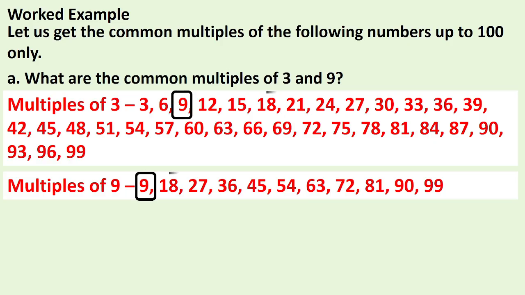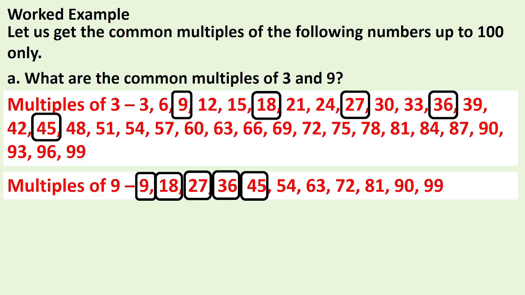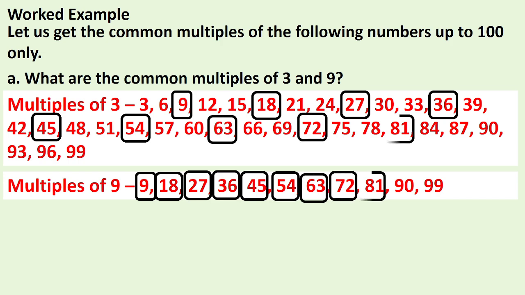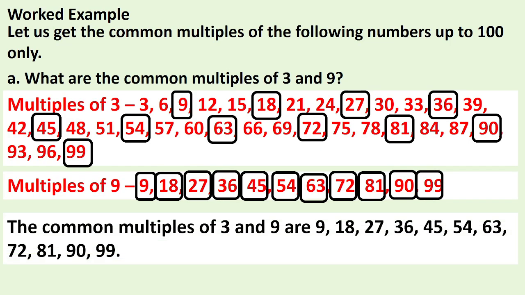We have here 9, 18, 27, 36, 45, 54, 63, 72, 81, 90, and 99. The common multiples of 3 and 9 are 9, 18, 27, 36, 45, 54, 63, 72, 81, 90, 99.